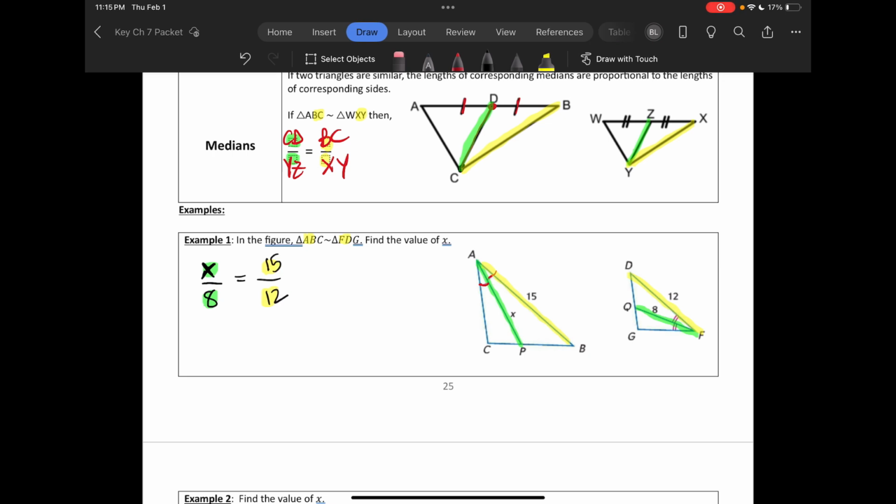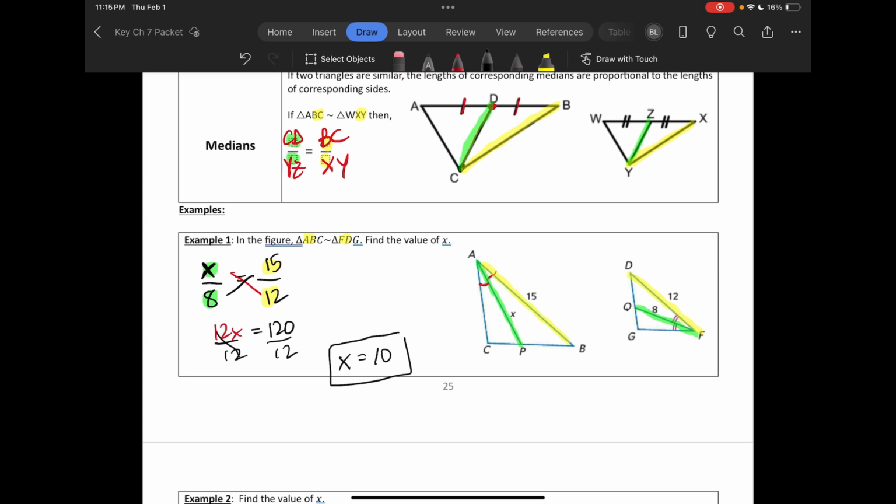From here, we're going to go ahead and cross multiply. 12 times X gives me 12X, and then 8 times 15 gives us 120. If we divide both sides by 12, we end up seeing that X is equal to 10. So they asked us to find the value of X, and we've found it. X is equal to 10.